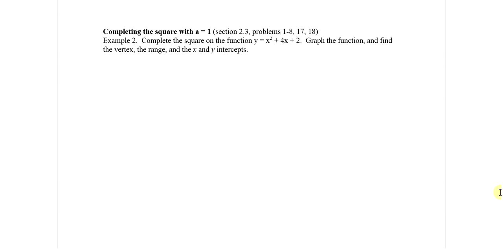So, here's the question. If I've got a quadratic equation, how can I find the vertex form? Once I have the vertex form, it's easy to graph, and then I can find the vertex, the range, and the x and y intercepts easily. But I need to convert this to vertex form. So, completing the square, what's the procedure going on here?